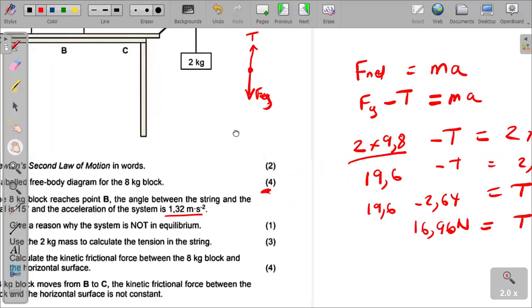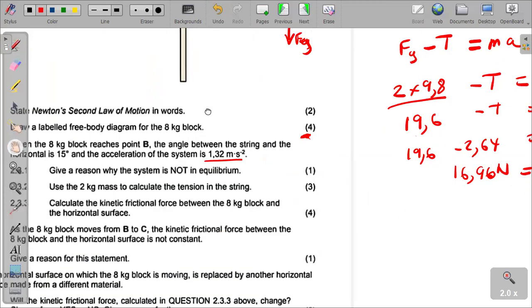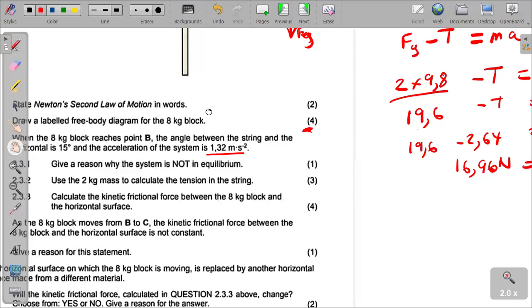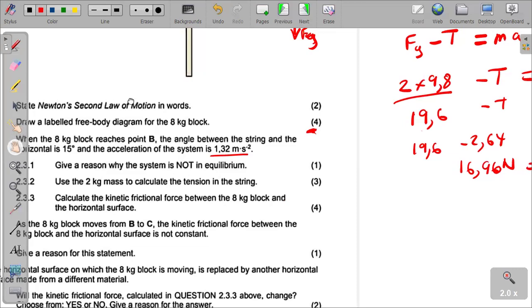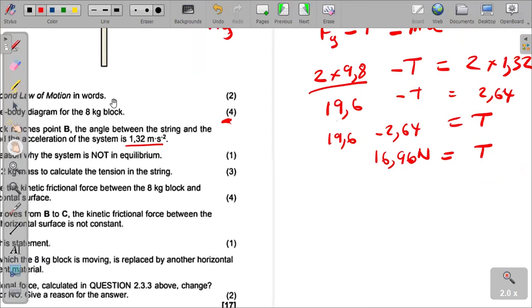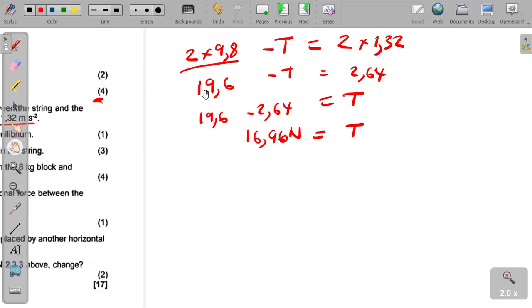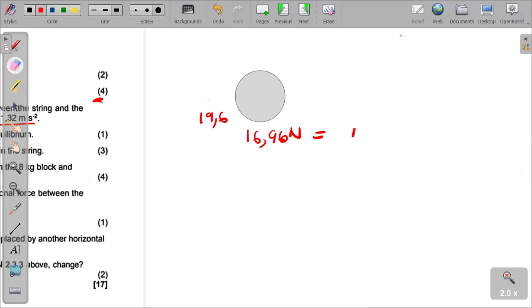Let's go to the next question, which is now saying, 2.3.3, calculate the kinetic frictional force between the 8 kg block and the horizontal surface. So now we have the tension. So we can still say for the 8 kg block, we can still do the same thing again to say, okay, F net, according to Newton's second law, F net is equal to ma, right?